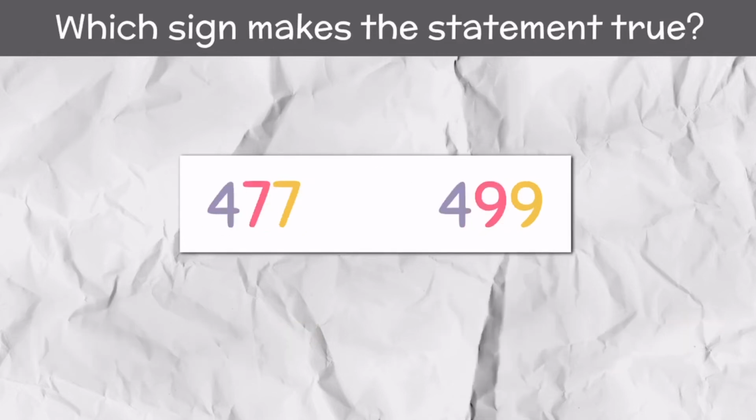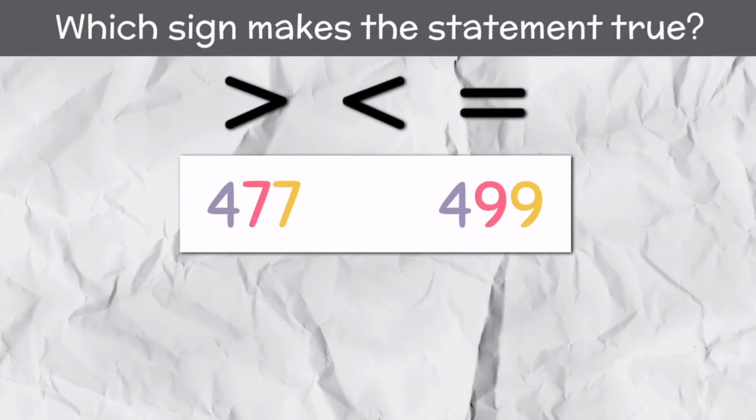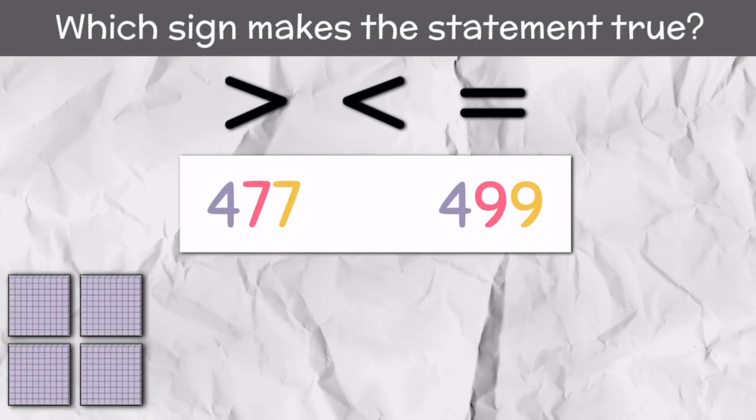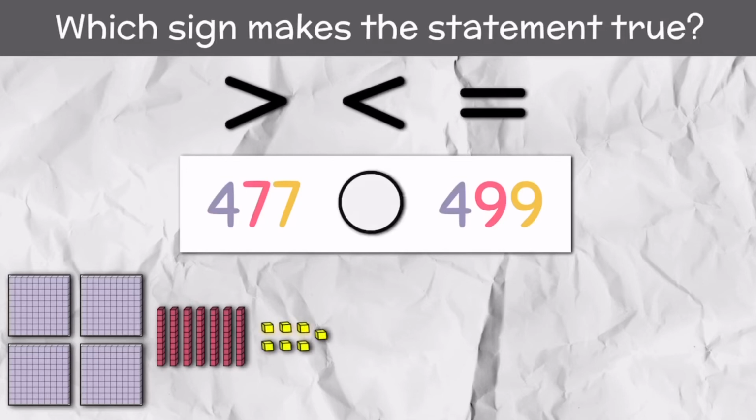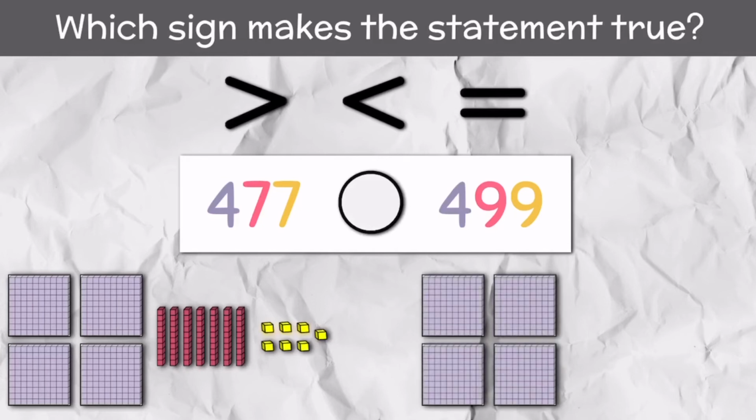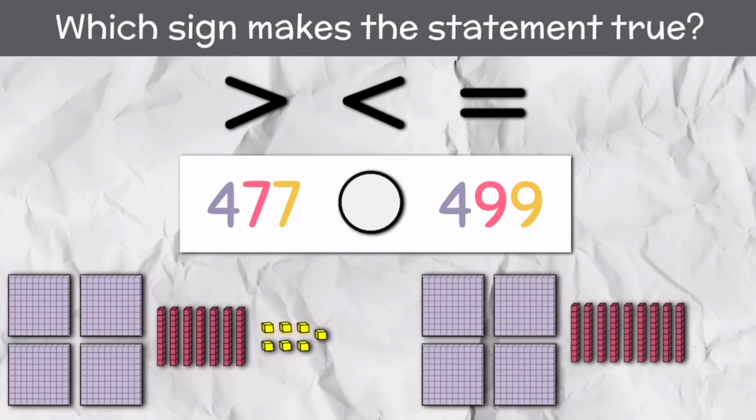Is 477 greater than, less than, or equal to 499? Let's start by drawing the digit in the hundreds place. We notice that we have a 4. We know that means 400. The digit in the tens place is a 7, which means 7 tens. That makes 70. The digit in the ones place is 7, which means 7 ones. Now let's compare that to 499. We know the digit in the hundreds place is worth 400. The digit in the tens place is worth 9 tens, which makes 90. And the digit in the ones place is 9 ones.